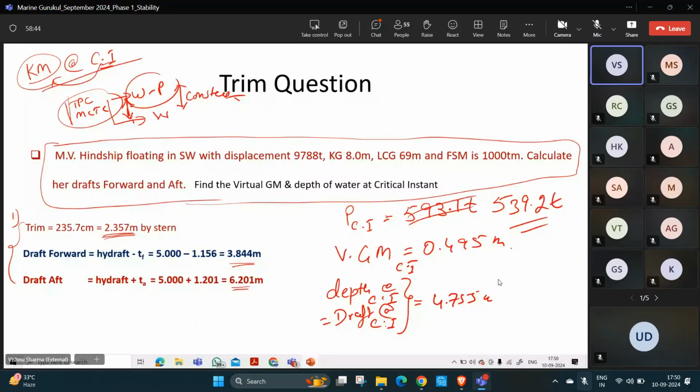Okay, anybody who's still solving for these two things, please let me know. I'll wait for you to complete it.